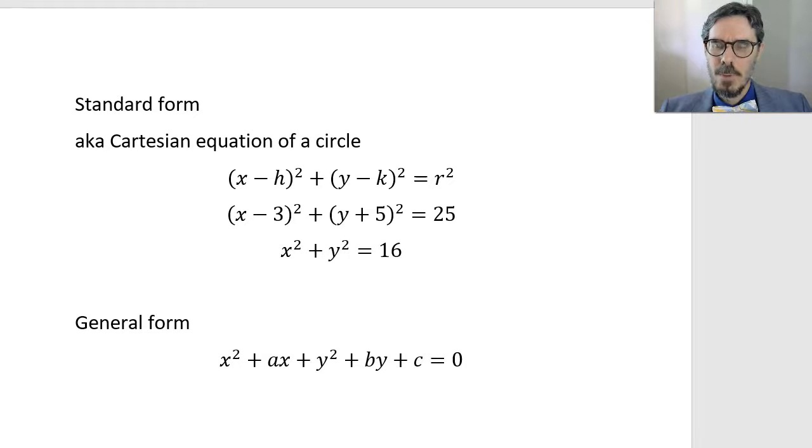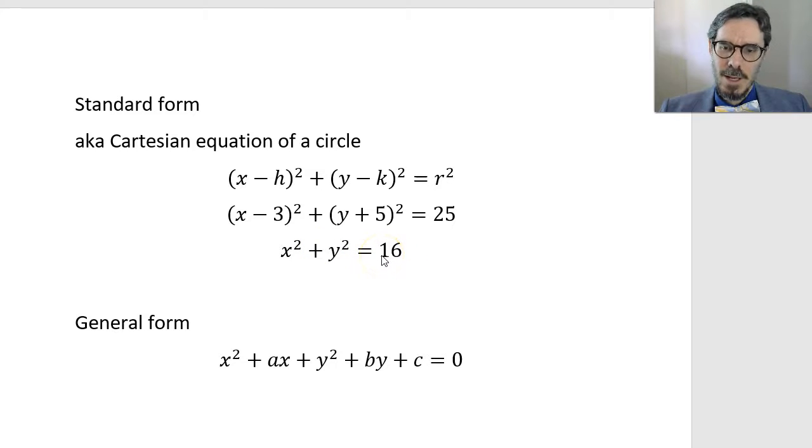Now, the kinds of ways we've been writing equations so far is called the Cartesian equation of the circle. This kind of form is called the Cartesian equation of a circle. Some people call this standard form because it's the standard way we write a circle equation. So an example might be (x - 3)² + (y + 5)² = 25. It might even be, if it's centred at the origin, x² + y² = 16. So this is still in standard form.